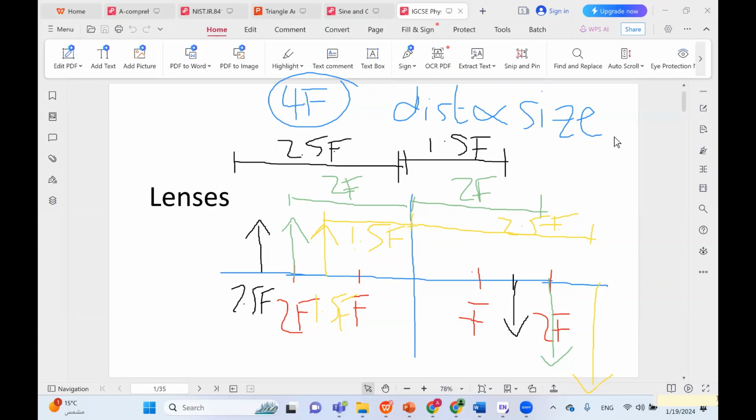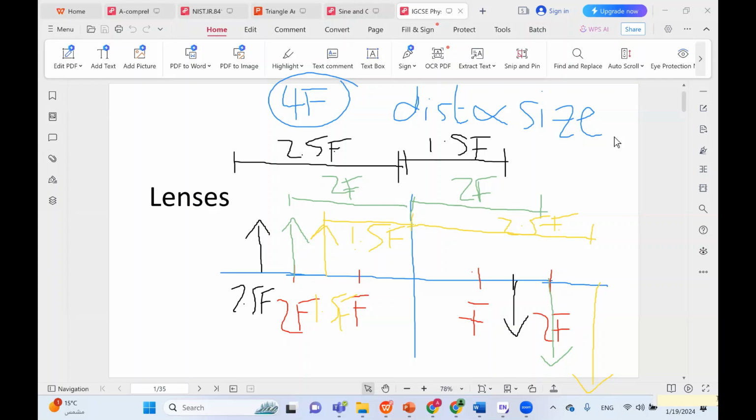If the object itself is at 2f, the image will be at 2f and will have the same size. So same distance, same size. This goes for the green object. For the black object, if the distance is larger than 2f, so 2.5f, the distance of the image will be smaller than 2f, because we said the total has to be 4. So the distance is going to be 1.5f. And since the distance of the image is smaller, in the case of the black, the size will be smaller as well. Finally, for the yellow object, the distance is 1.5f.